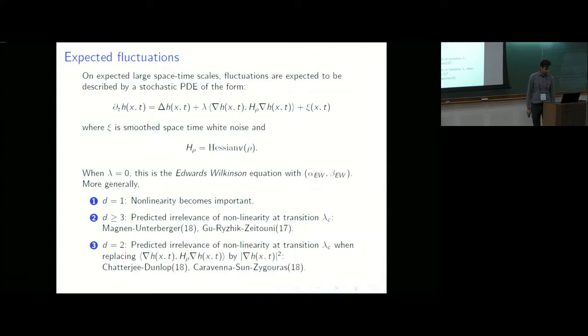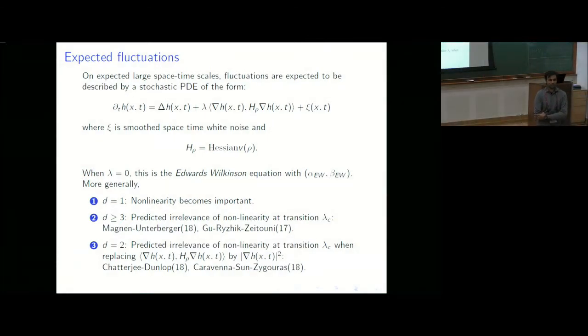When d is equal to 2, which is the case that we'll be looking at, if you replace this nonlinear term by just grad h squared, there is an expected transition at some lambda c. Caravenna, Sun, and Zygouras recently posted a paper showing that if lambda is less than lambda c, then you get the Edwards-Wilkinson equation, when lambda is very, very small.